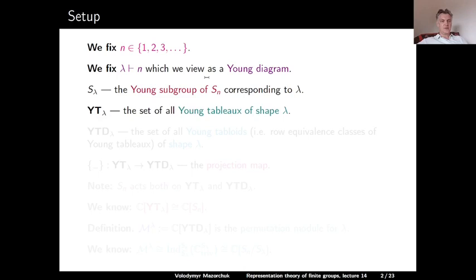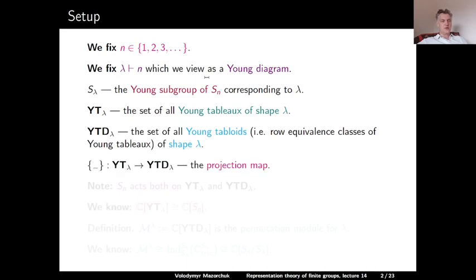Denote by YT of lambda the set of all Young tableaux of shape lambda. And we also denote by YTD of lambda the set of all Young tabloids of shape lambda. A Young tabloid is a row equivalence class of Young tableaux. The set brackets denote the natural projection map from the set of all Young tableaux to the set of all Young tabloids. The symmetric group Sn acts naturally both on the set of all Young tableaux of shape lambda and on the set of all Young tabloids of shape lambda. It acts by permuting the entries of the corresponding tableaux or tabloids.